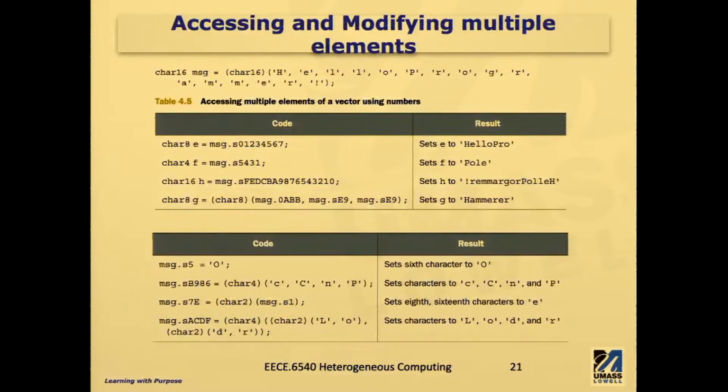Now, the next thing I want to talk about is a little bit interesting, because I think it is one of the benefits of having this vector type: how, in a compact way, we can access the elements in the vectors. Let's say we have an example, a char16 message. This is a vector with 16 characters, 16 letters, or 16 bytes.